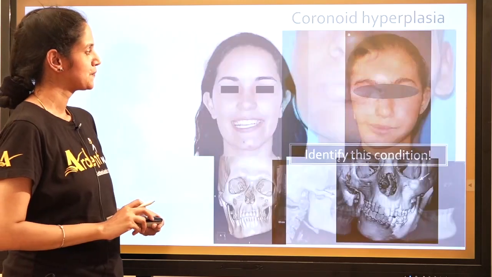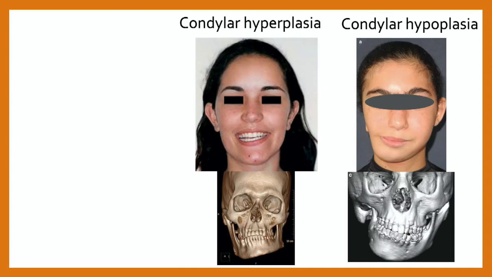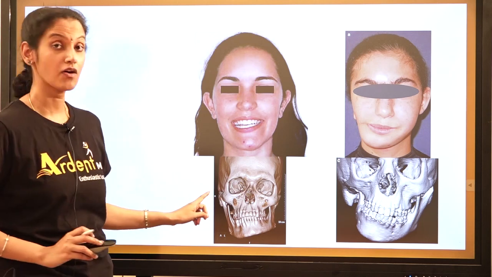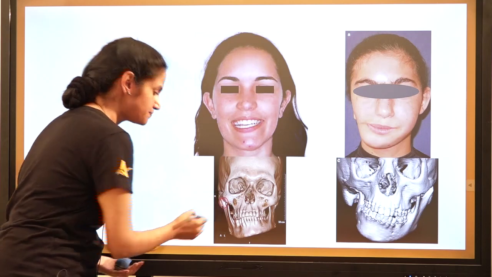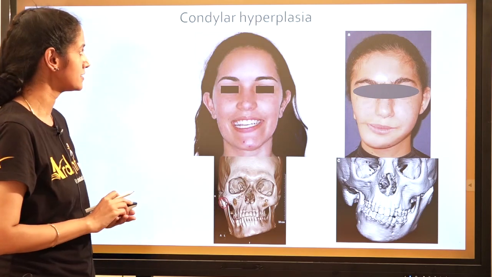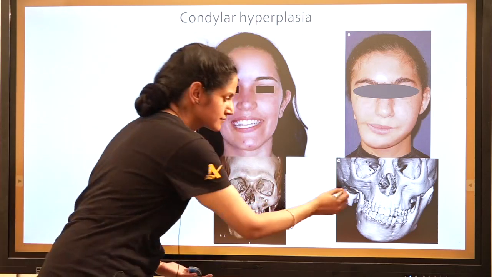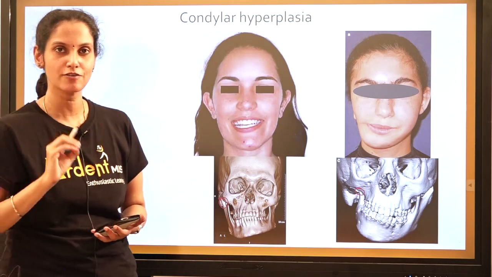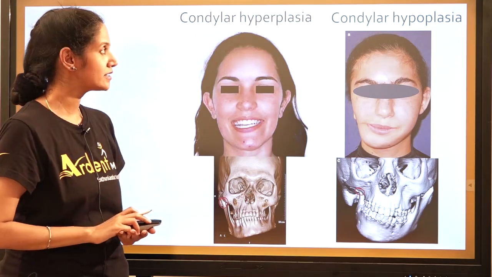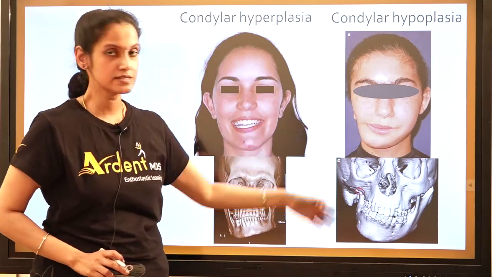Yes. Now, what are these two conditions? Very similar conditions. Here also you find facial asymmetry, but look into the picture. Here it is the condyle which is getting affected. Here there is an elongation of the condyle. So the patient is having condylar hyperplasia. In this case, there is a disturbance in the developmental center of the condyle. This is condylar hypoplasia. You find the mandible midline shift towards the affected side.